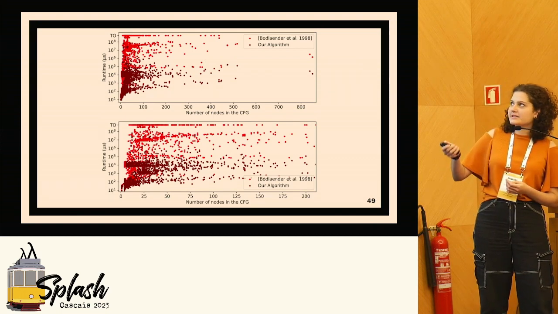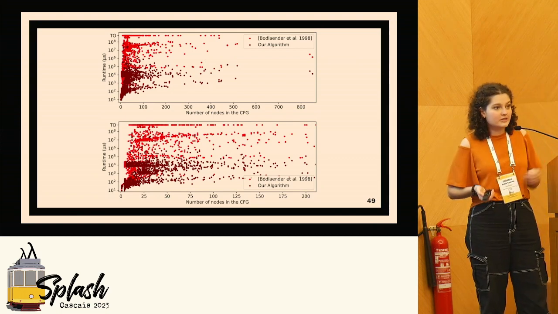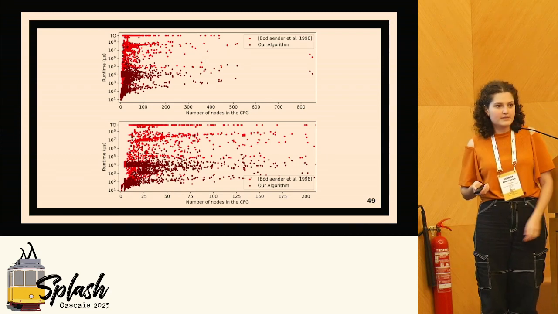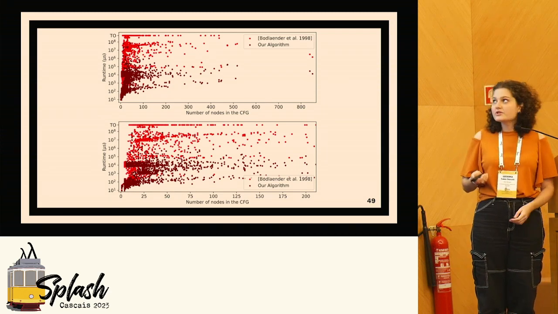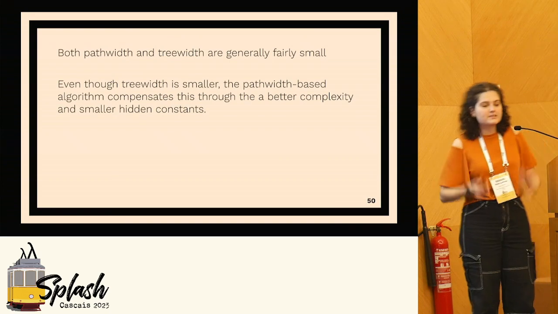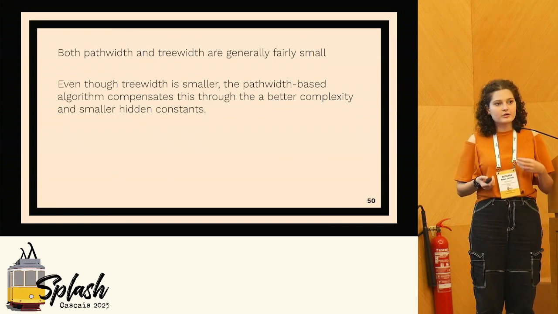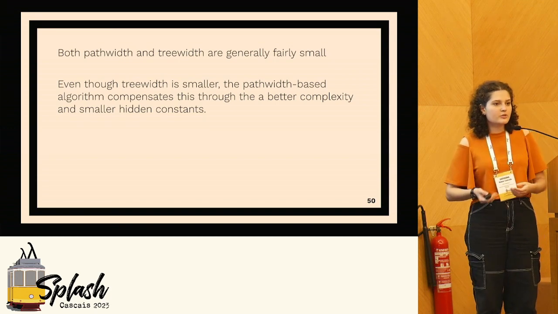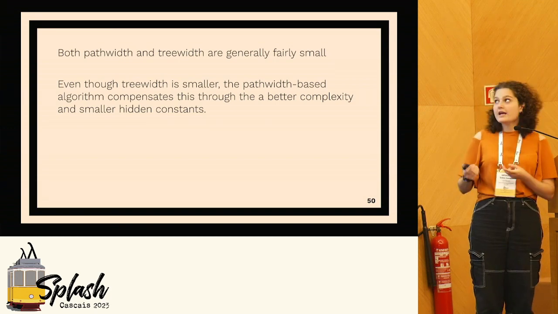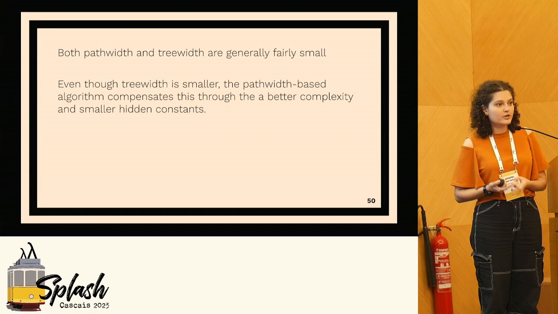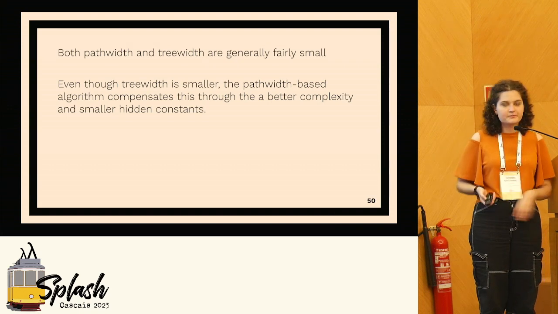This is a logarithmic scale, so our algorithm for register allocation runs on average 800 times faster than the treewidth-based one. So essentially, in practice, both pathwidth and treewidth of these programs are fairly small, and even though the pathwidth is larger, that's much more than compensated by our complexity gains, and also the better hidden constants that you get when you're working on an array instead of a tree.